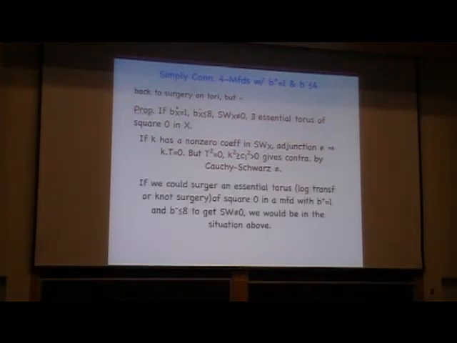So if you could find an essential torus in any simply connected four-manifold with b plus equals 1, b minus less than or equal to 8, and get a manifold with non-trivial Seiberg-Witten invariant, well, you'd be exactly in this situation. So we can't do it. So the idea is we definitely need to work with null homologous tori.